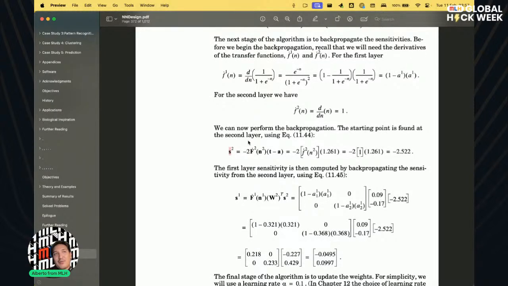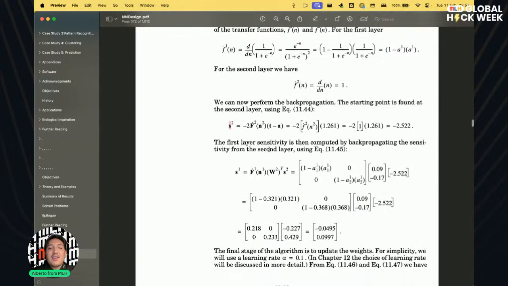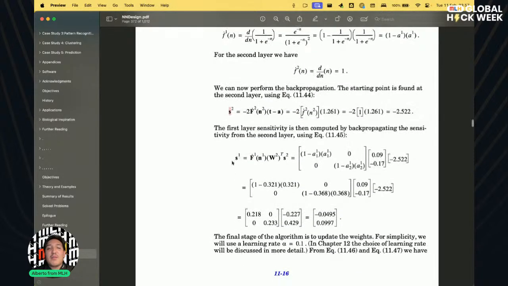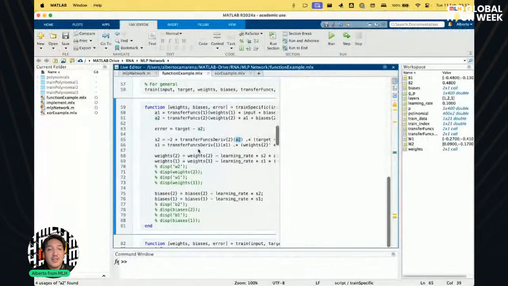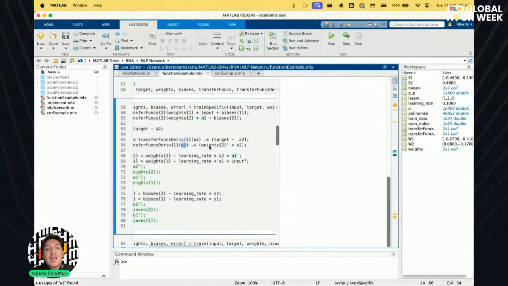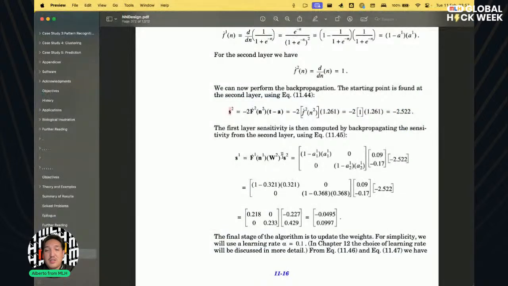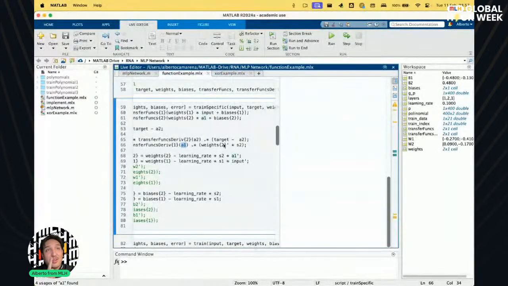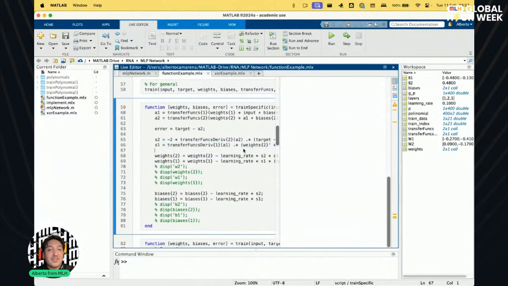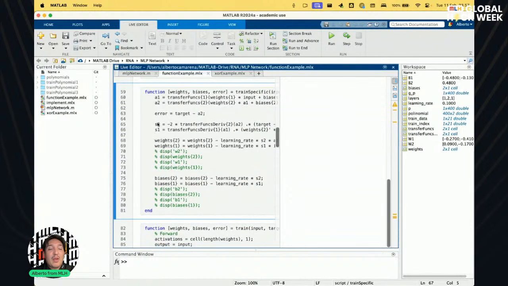We're going from last to first, so we have to calculate the sensitivity of the first layer. That's the derivative transfer function of the first layer, passing as argument the value calculated in the first layer, times the weight matrix transpose of the second layer, not the first layer, times the sensitivity of the second layer, right? So now we have S2 and S1, and we update the weights and the biases.